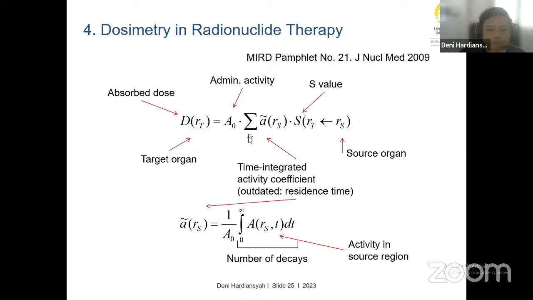The absorbed dose in the target organ is basically the multiplication product of the administered activity from the diagnostic, multiplied by the sum of the time-integrated activity coefficient, or the outdated name, the residence time, with the S value. And this time-integrated activity coefficient, we can calculate as the integral of A(t) dt from 0 to infinity, divided by the administered activity.